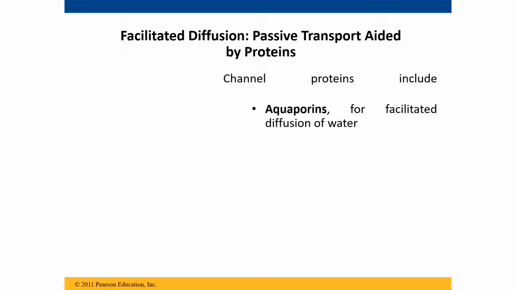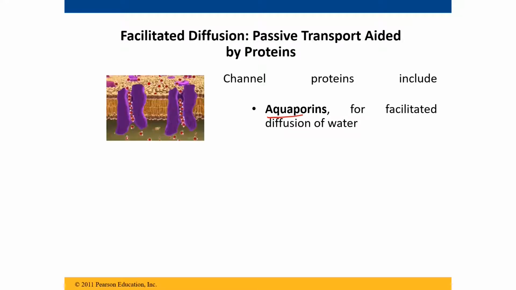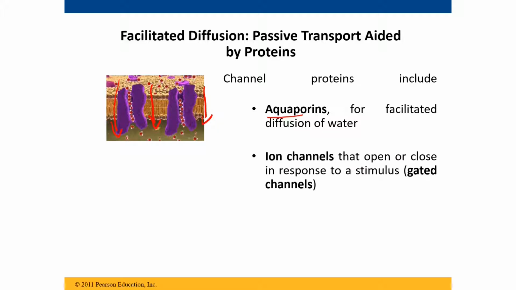Examples of channel proteins include the aquaporins, that possibly are one of the most important ones because they facilitate the diffusion of water. As we said before, water can cross through the membrane. However, if we need the diffusion of water to be much faster, we can use these aquaporins that go from one side of the membrane to the other side. There is also the example of ion channels that can open and close in response to a stimulus. So they are gated channels.